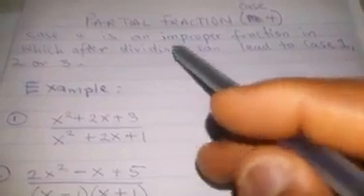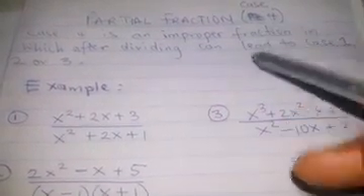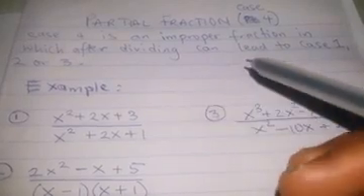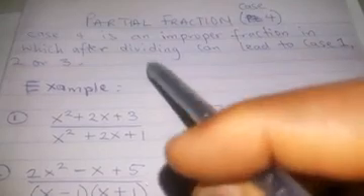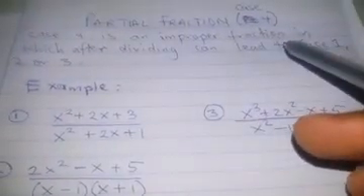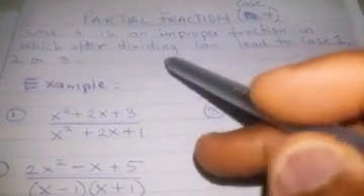Here we're going to be looking at partial fraction case 4. We've seen case 1, 2, and 3, so this is the final case for partial fraction. Case 4 is an improper fraction in which after dividing can lead to case 1, case 2, case 3.